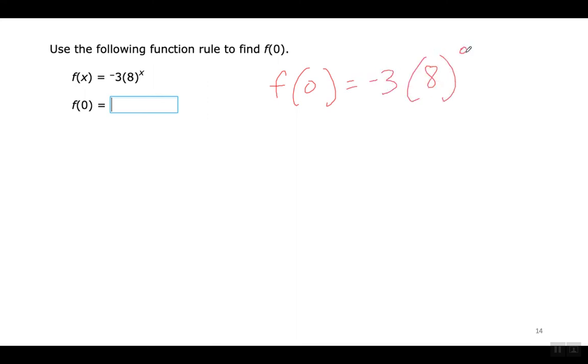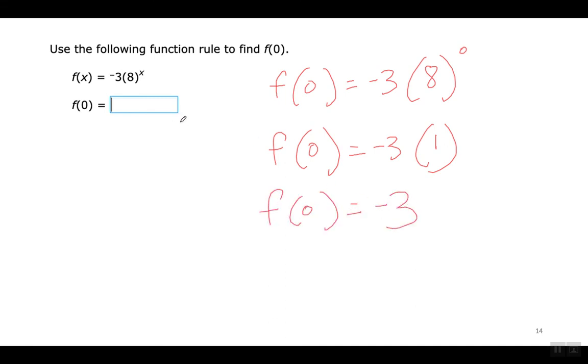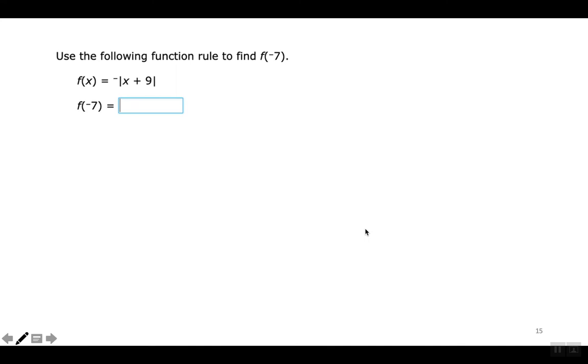Okay, now I know any number to the 0 power equals 1. So now I got this. Look how simple. The answer is negative 3. There you go, kids. Look how easy that was. It looked difficult, and it was actually very simple. I didn't mean to write that dash there. Okay, that was easy. Alright, we're almost done.